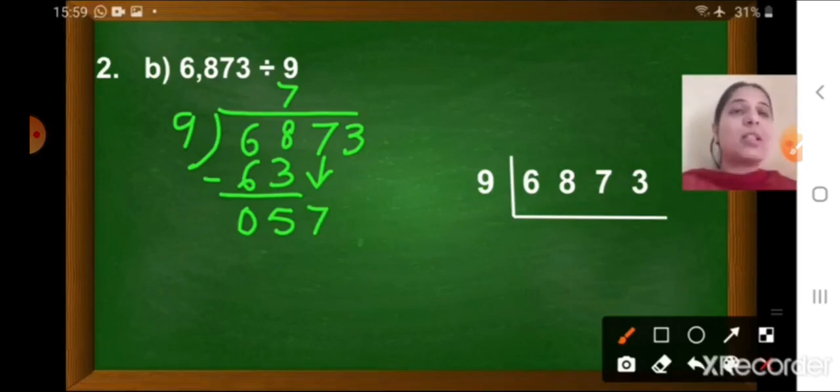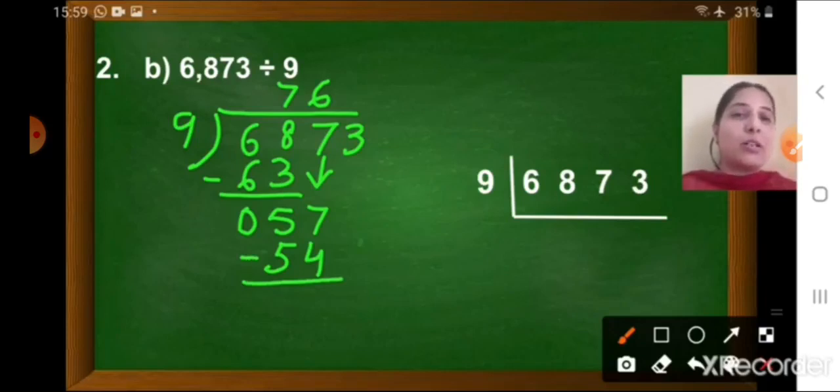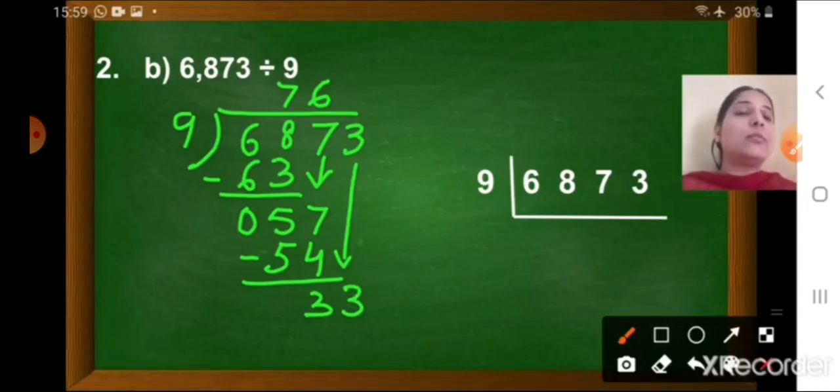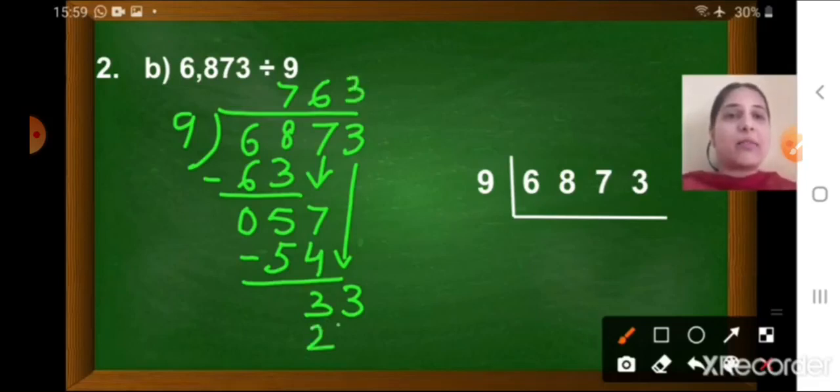So how many times? 9 sixes are 54. We'll write just below that and subtract. So 7 minus 4, 3. Now we'll bring down the next digit from the dividend. So that is 3. So 9 fours are 36. So how many times? 9 threes are 27. So 9 threes are 27.